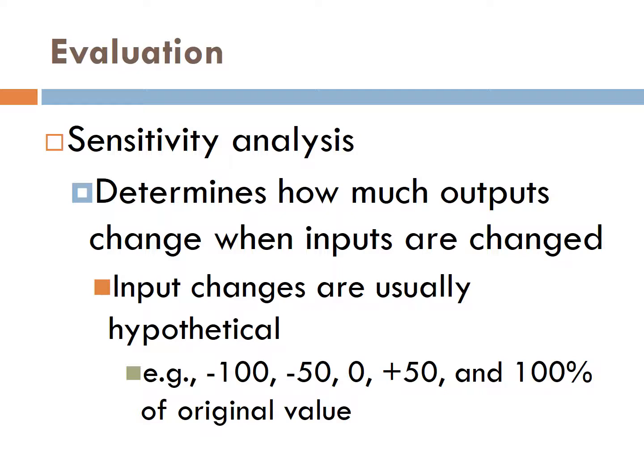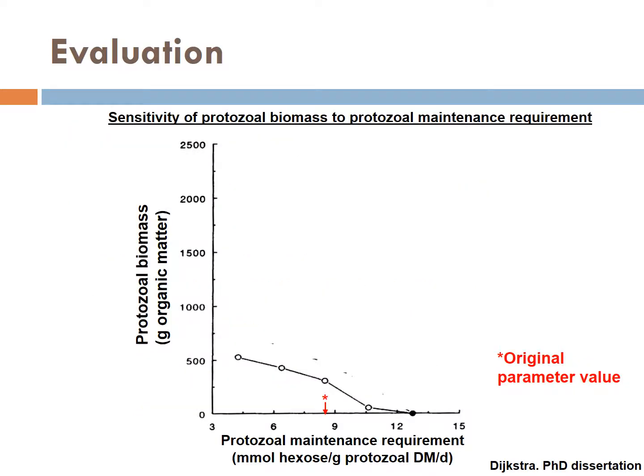Another way to do an evaluation is with a sensitivity analysis. This determines how much outputs change when the inputs are changed. The input changes are usually hypothetical. For example, from negative 100 to positive 100% of the original value. That explanation is a bit abstract. Here's an example that helps illustrate exactly what a sensitivity analysis is.